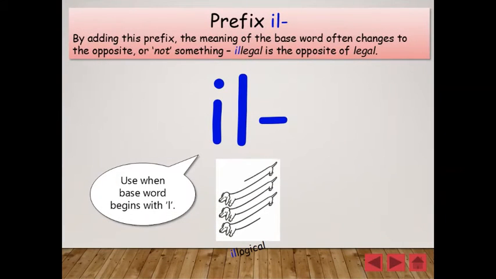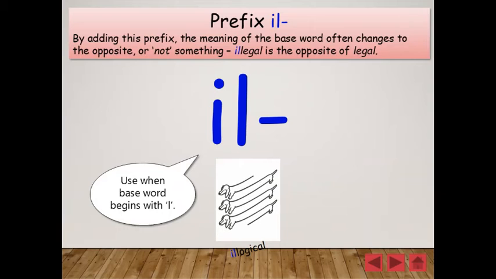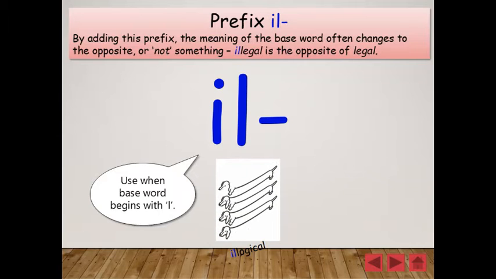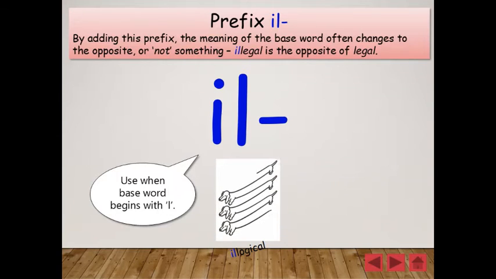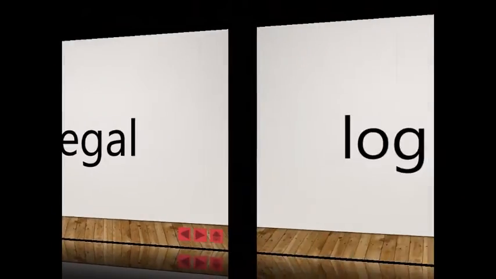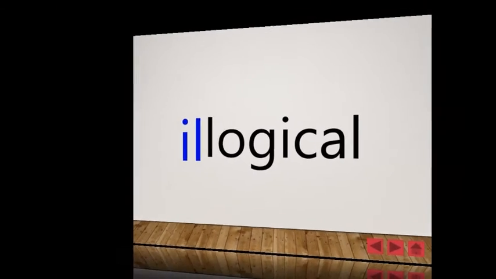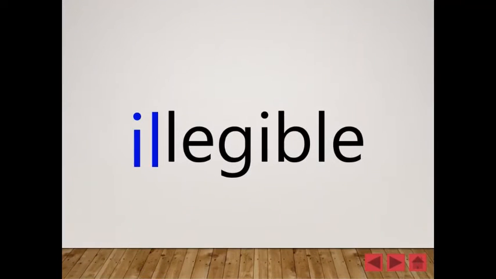The prefix "il". By adding this prefix, the meaning of the base word changes into the opposite or not something. So the opposite of legal is illegal, but we have to use the prefix "il" when the base word begins with "l". Logical, illogical. Legal, illegal. Logical, illogical, as we said before. Legible, illegible.